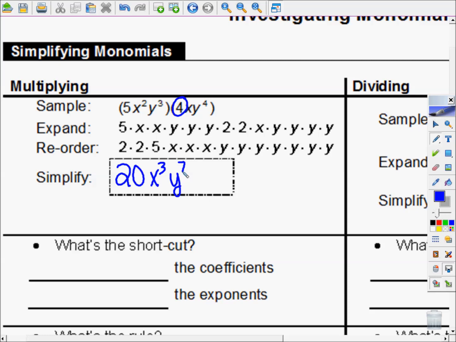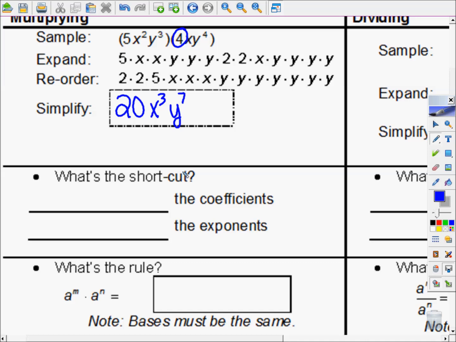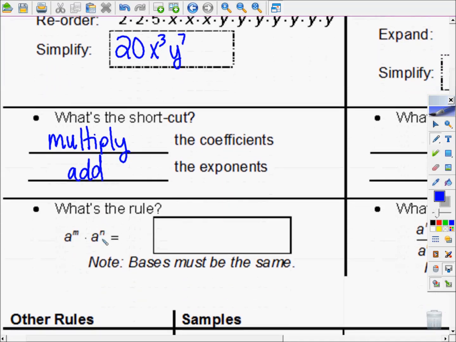But now, because we're at this level of awesomeness, we know that all you have to do is multiply the coefficients and add the exponents. That's where we're at. Am I caught up to you now, Heaven? Yeah. All right, so what's the rule? The rule is when I'm multiplying exponents and they have the same base, that is the same as saying a to the m times a to the n equals a to the m plus n.